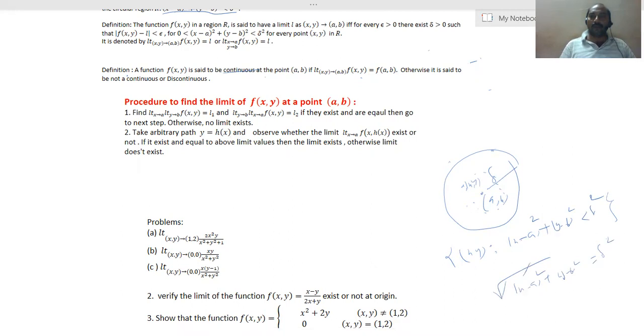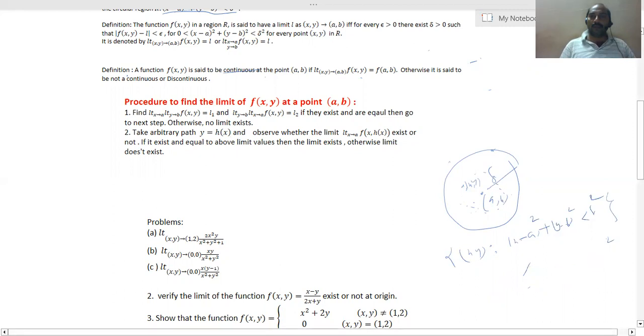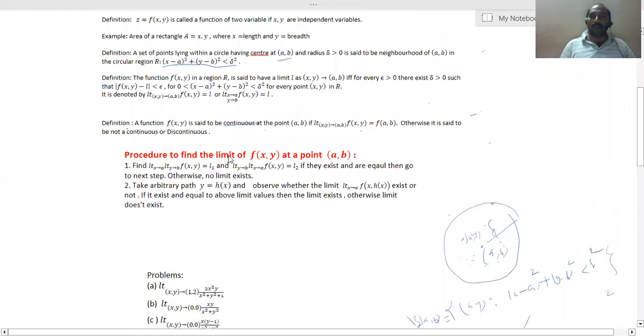If the point is inside, that means the distance is strictly less than delta, so x minus a whole square plus y minus b whole square is less than delta square. You collect all the points which are inside the boundary, inside the circle. This is called a neighborhood of the point a comma b. It is usually denoted by B of a comma b with radius delta. This is the first definition.